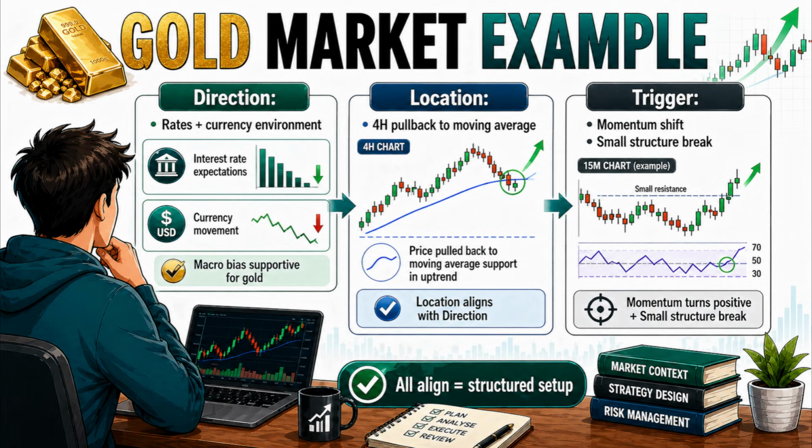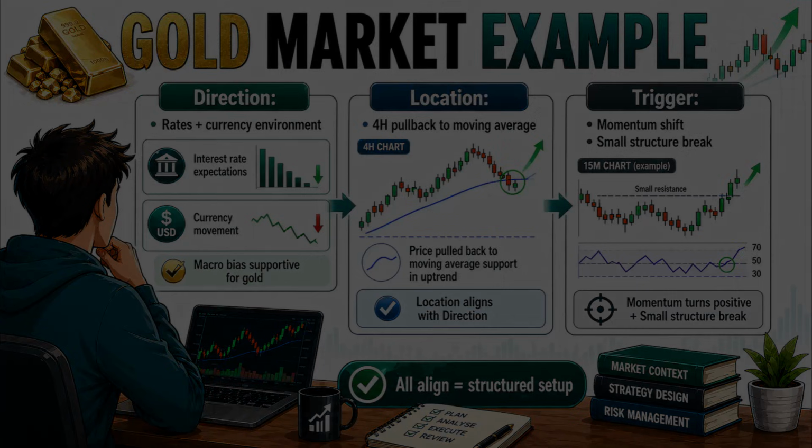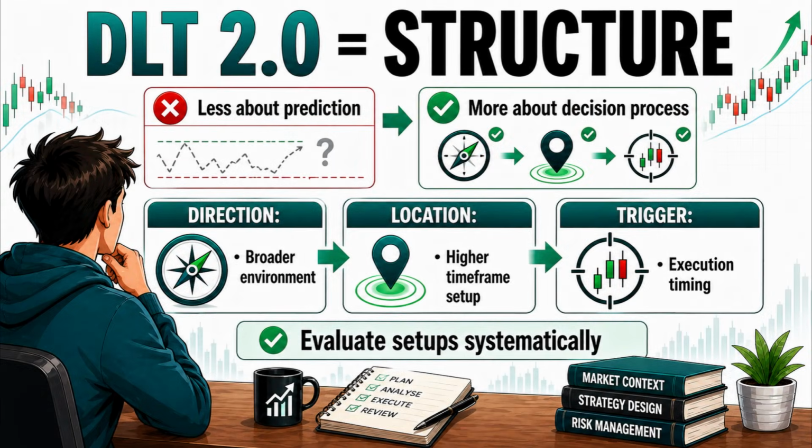Finally, the trigger layer determines the execution timing. On a lower time frame, the trader or system waits for confirmation, such as a momentum shift or a break of a small price structure. Only after these conditions align does the trade become a structured setup. The goal of the framework is not to predict the market, but to structure the decision process. In many ways, the DLT framework is less about prediction and more about structure.